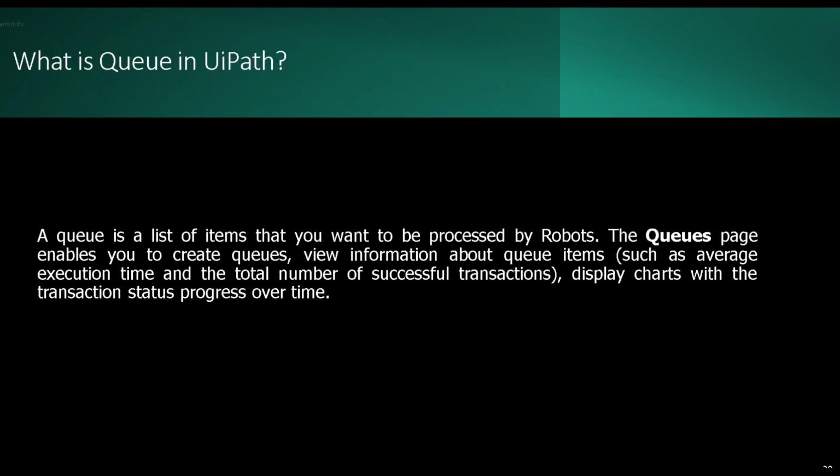So this is nothing but, suppose you have a set of data and you want to process it using some queue method, you can create a queue in Orchestrator and you can load the data to the particular queue. Okay, so suppose you want to process those items using multiple bots which are configured in different machines, you can call these queues for processing those transactions which are there in the queues. Okay, so that is the concept of queues in UiPath.